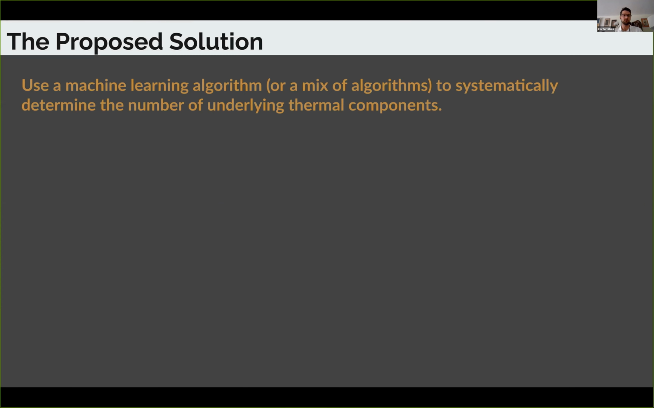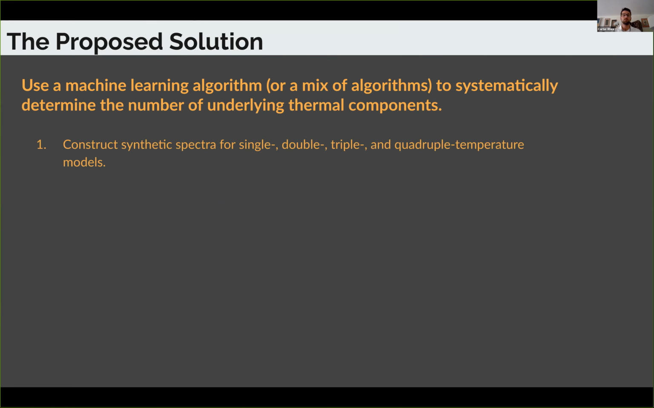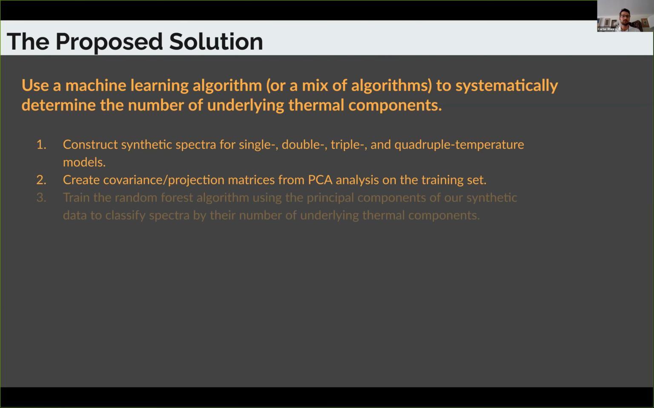So our proposed solution is to use a machine learning algorithm, a mix of algorithms, to systematically determine the number of underlying thermal components. The first thing we did is we constructed a large set of synthetic spectra for single, double, triple, and quadruple temperature component models. We then used PCA analysis to create the covariance or projection matrices based off of our training set. Then we used a random forest algorithm on these principal components for a synthetic training set to classify the spectrum by their number of underlying thermal components.